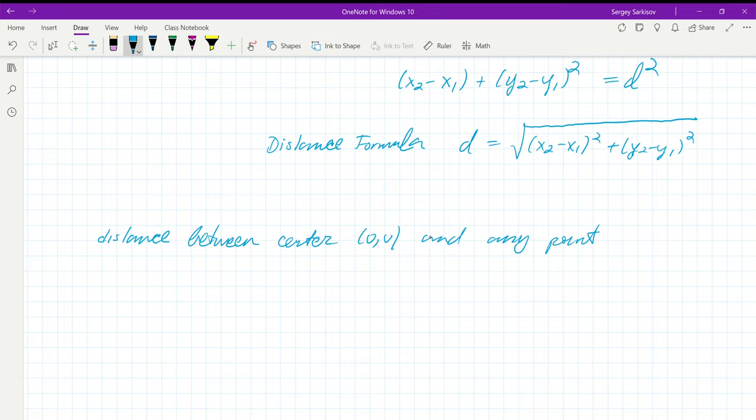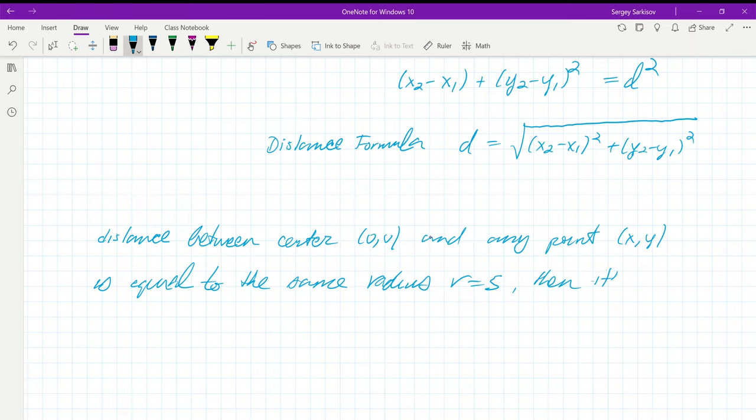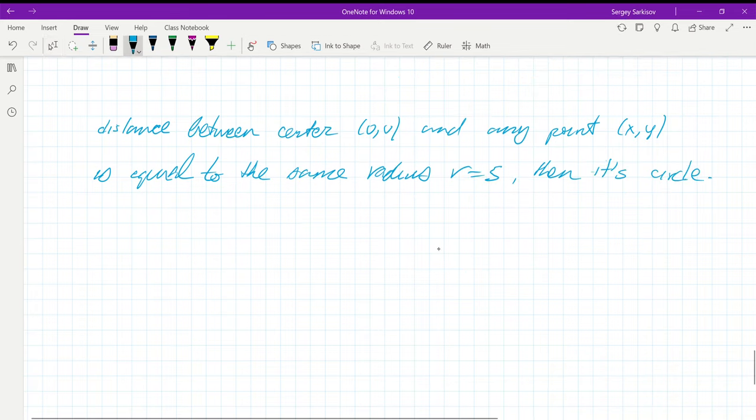but any point x, y, let's say, is equal to the same thing, the radius. Same radius equals 5. Let me write the word radius. Radius r equals 5. Then that's a circle if it works that way. Let's see, is that what we have? What is the distance between 0, 0 and x, y? Let's do the distance. The distance is r equals 5.